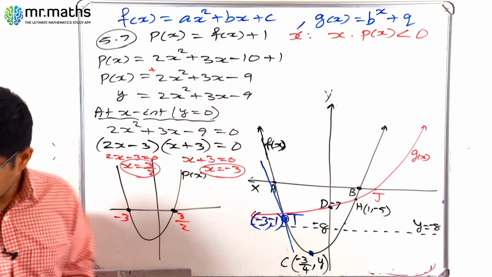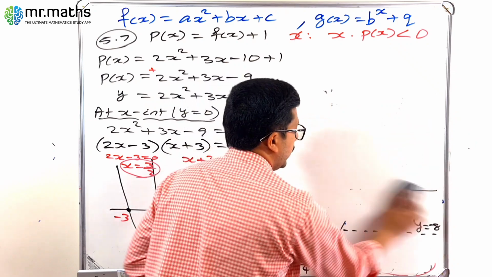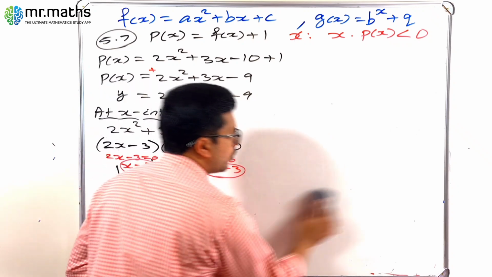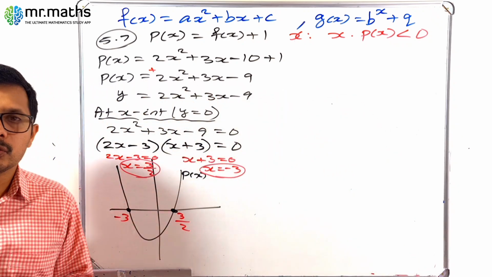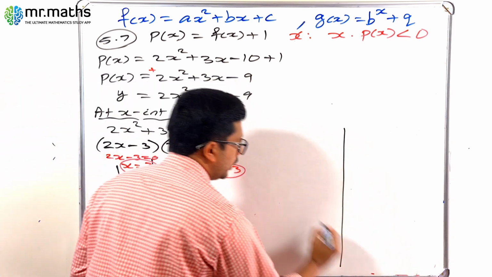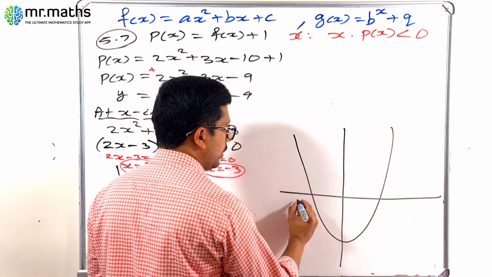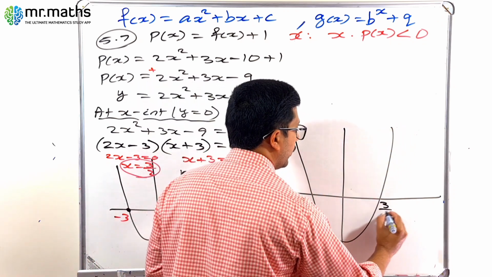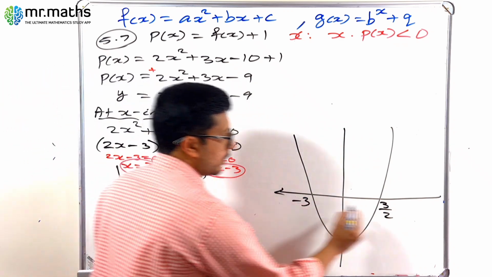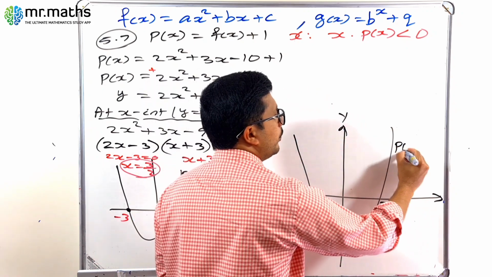Okay, now let me erase this one. There is no connection with this graph. Now listen very carefully. We try to draw that f of x graph, a rough graph. The only thing that we know is the x intercepts. So this is minus 3 and this is 3 over 2. This is the x-axis and this one is the y-axis, and this is our p of x graph.